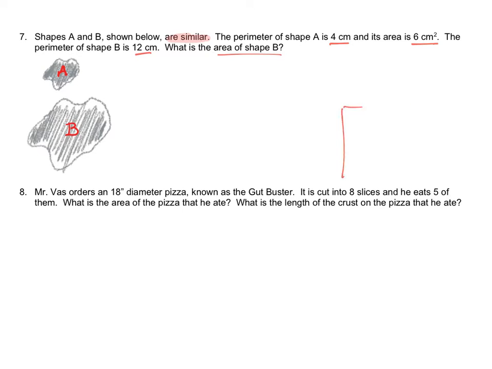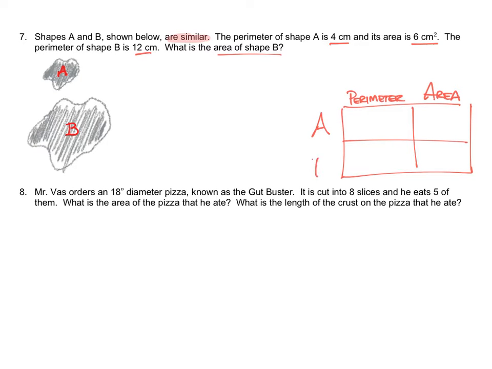I'm going to go ahead and make a little two-way table here, and we'll put perimeter here. And we'll put area here. And we'll put shape A here and shape B here. So we're given that the perimeter of shape A is 4 centimeters, and its area is 6 square centimeters. We're given that the perimeter of shape B is 12 centimeters.